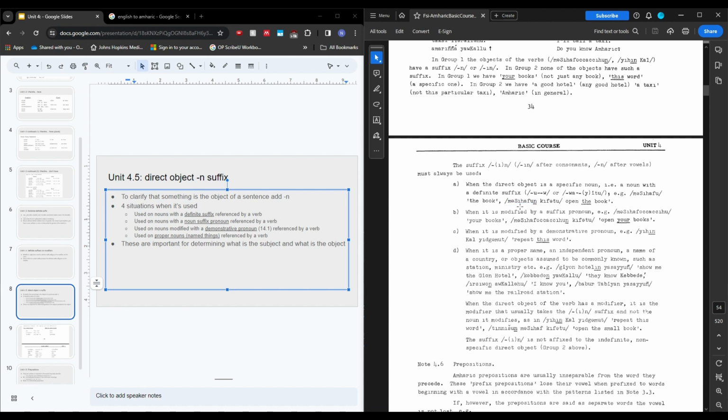So we know that the book is receiving the action of being opened, so it's saying open the book. The other situation is if it's used on a noun with a noun suffix pronoun that's referenced by a verb. This is the same example from the one above, so I won't explain it again. The other situation is if it's used on a noun modified with a demonstrative pronoun.